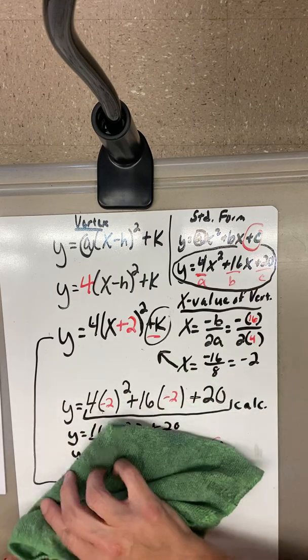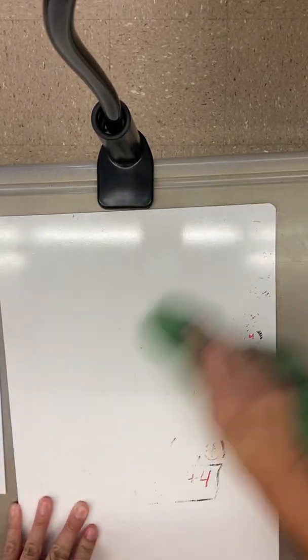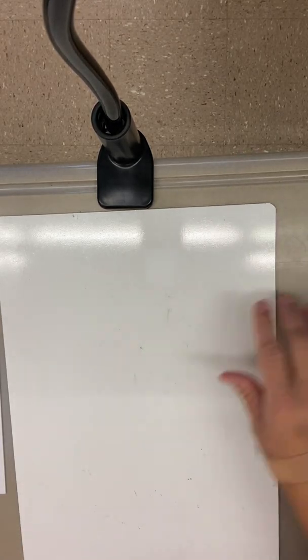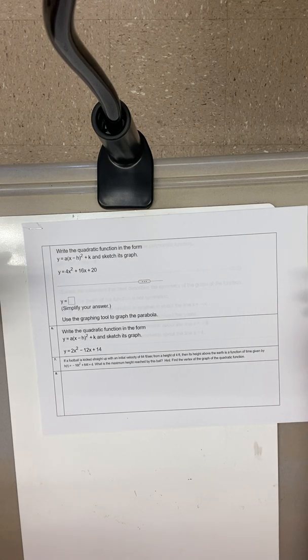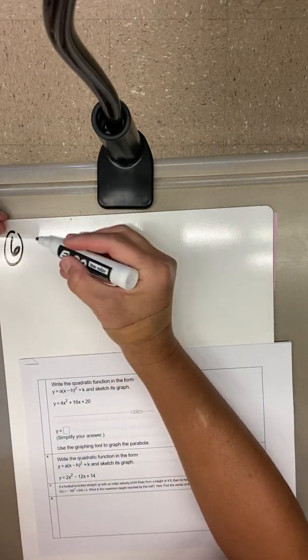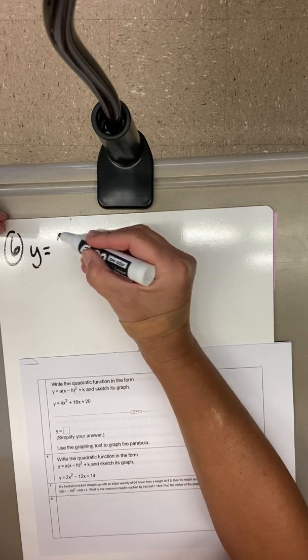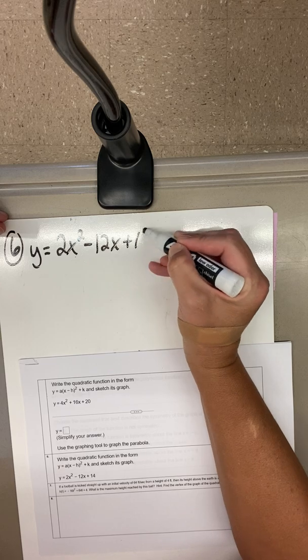All right. Question 6, still on quadratics. It's just like the one before. It says write the quadratic function in the form of vertex form, y equals a parentheses x minus h quantity squared plus k, and sketch its graph. So we're going to take the equation, number 6, y equals 2x squared minus 12x plus 14.